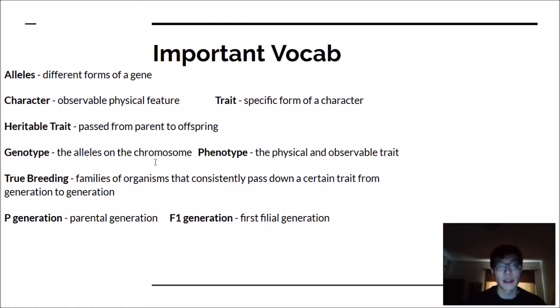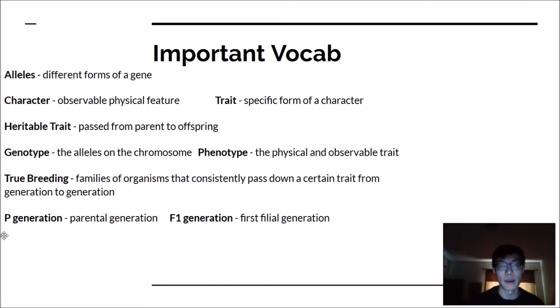And then we have genotype versus phenotype, which are two very key terms used in Mendelian genetics. Genotype is basically the alleles on the chromosome, whereas phenotype is the physical characteristic that is observable. We then have true breeding, which refers to groups of organisms that are able to consistently pass down specific traits from one generation to another. They're consistently passing down a certain trait, which makes them true breeding.